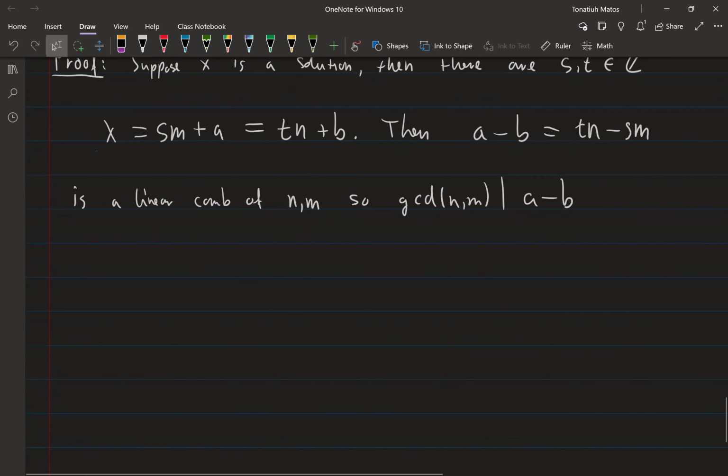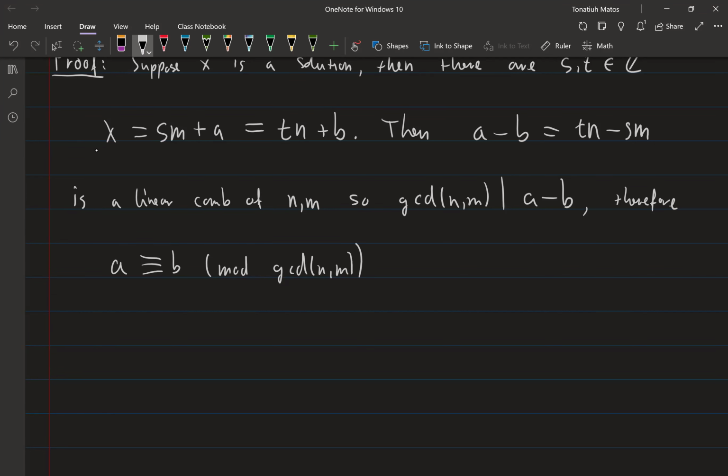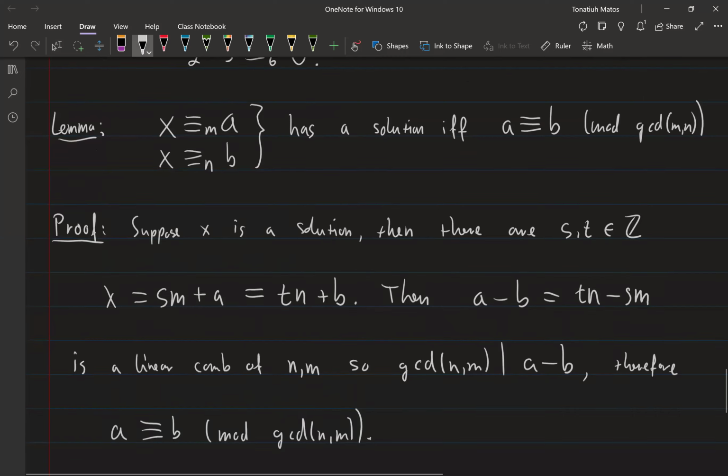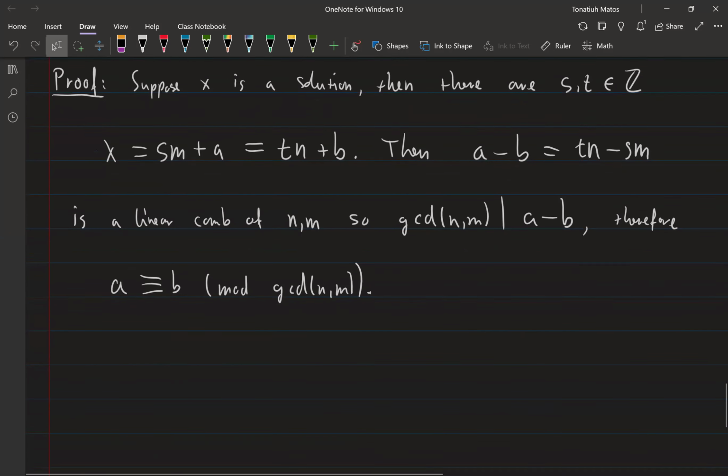Okay. So this is a linear combination. The greatest common divisor divides it, right? And therefore, this is just the definition, right? This means that A is congruent to B mod the greatest common divisor of these two numbers. So this is the forward direction, right? Now let's look at the other one, conversely. And this should be very similar to the proof that I left incomplete, which is why I think it's acceptable for me to do so.